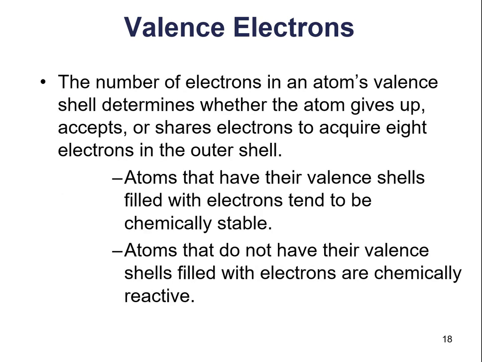I already said this to you, just to put it in words and be a little more specific. The number of electrons in that valence shell determines whether the atom will give up electrons, whether it will accept electrons, or whether it will share electrons. Those are all basically different ways of forming bonds. Atoms that have their valence shell full are stable. Atoms that do not have their valence shell filled are chemically reactive, because they want to have those 8 electrons in that valence shell.